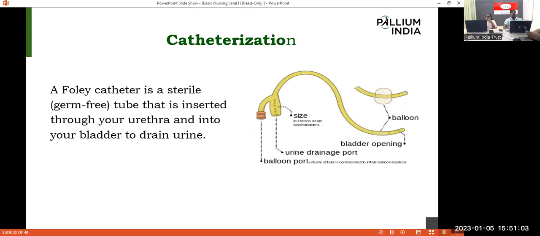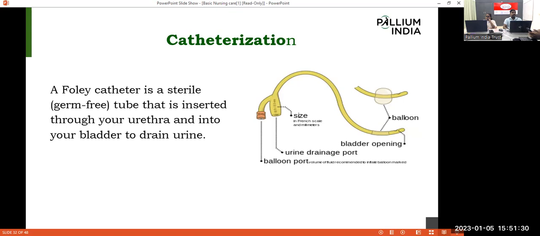Then another one, catheter care. What do we mean by catheterization? Normally, if the person is voiding urine, it is okay. But if the patient is unable to void by themselves, maybe because of urinary retention or urinary incontinence, in both states, if needed, we will do catheterization.